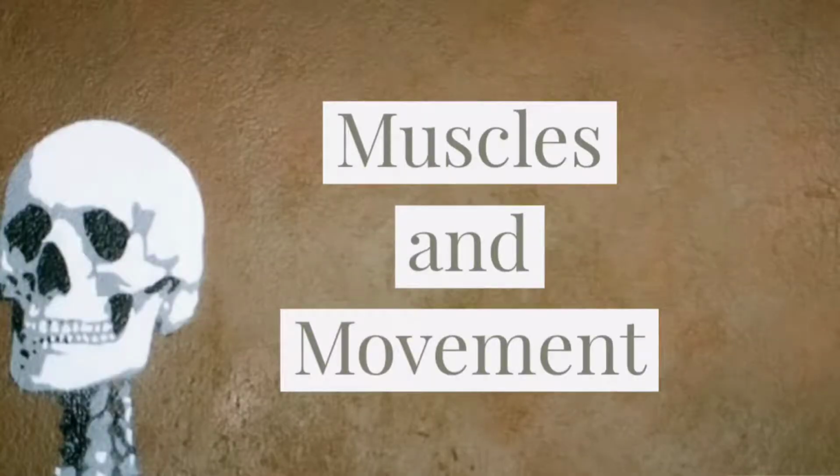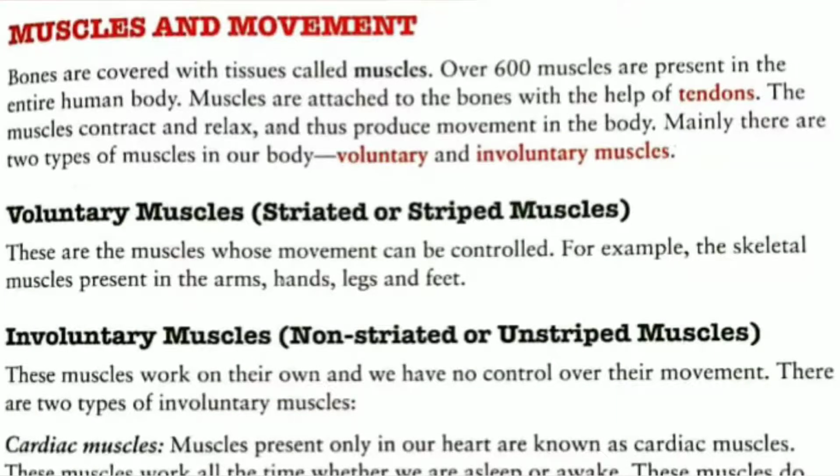Now we will discuss muscles and movement. So bones are covered with tissues called muscles. And you know, more than 600 muscles are present in our body. Muscles are attached to the bone with the help of tendons. The muscles contract and relax and thus produce movement in the body. So whatever movement we perform, that is with the help of muscles and joints.